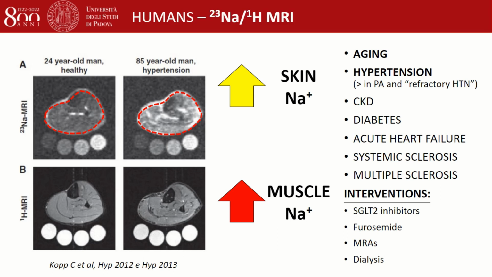And that was first shown approximately 10 years ago, as I said, in aging and hypertension, particularly in secondary forms of hypertension or refractory forms in terms of treatment. But then there was accumulating evidence showing pretty much the same in many other settings, including CKD, diabetes, heart failure, systemic sclerosis, multiple sclerosis, lipedema, lymphedema, and so on. And many of these studies also gave us the opportunity to see that interventions could reduce this amount of tissue sodium in the different tissues, skin and muscle.